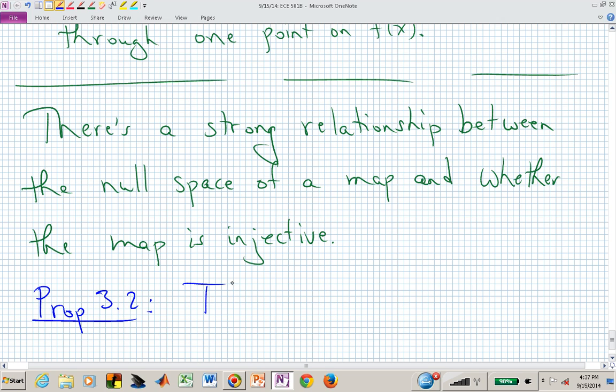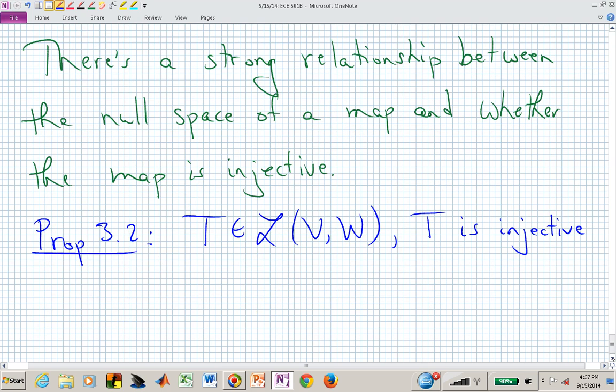It says, given a linear map T mapping between V and W, that linear map is injective IFF. That's not BFF, it's IFF. If we're texting, don't get a T or a B in there, it's an I. I don't even know what I'm talking about.